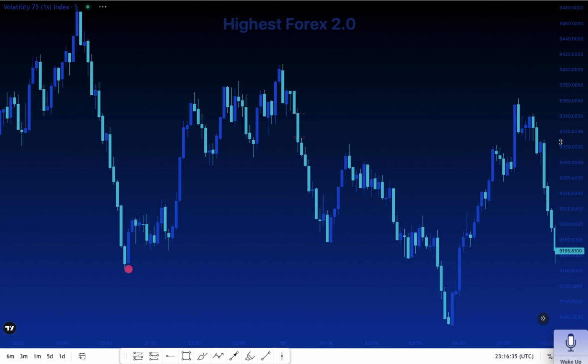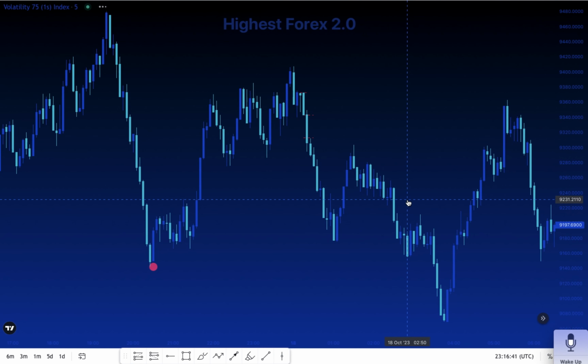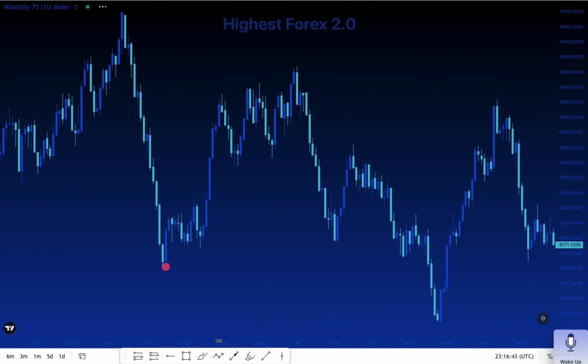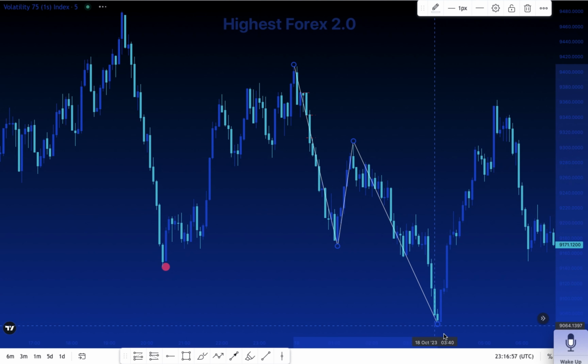Now let's look at the last criteria, which says it should create a pullback, which we call inducement. So it should create a pullback before the break of structure. If I look at the whole structure we have, we have this candle to the downside, and we have this pullback. You can see we have a pullback before price finally came through, closed below, and started coming to look for a point of interest to mitigate.